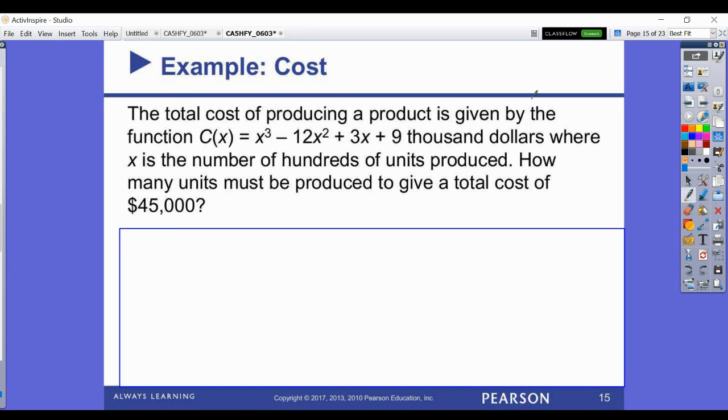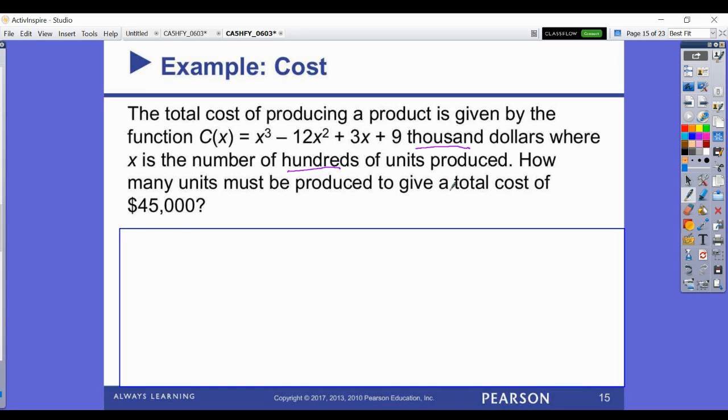All right, one more problem like this. The total cost of producing a product is given by the cost function C of x here, in $1,000, where x is the number of hundreds of units produced. So this is one of those problems where they're taking off some zeros and trying to make it a little easier to look at.